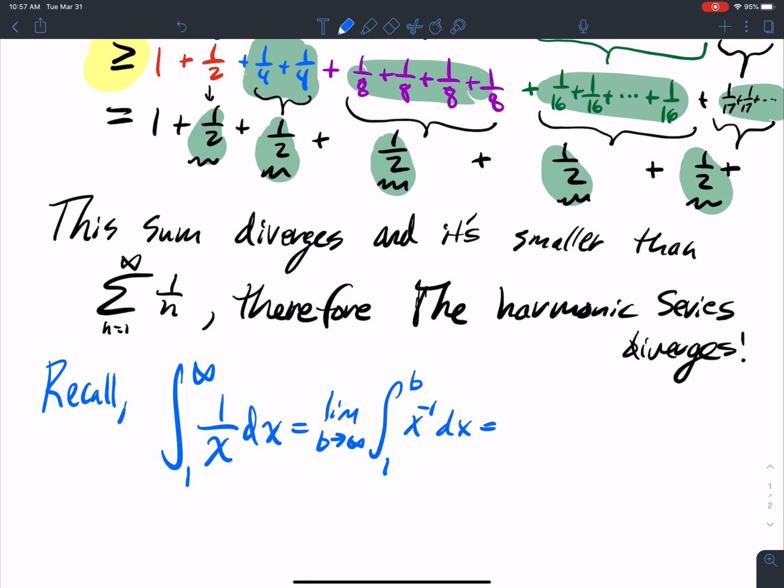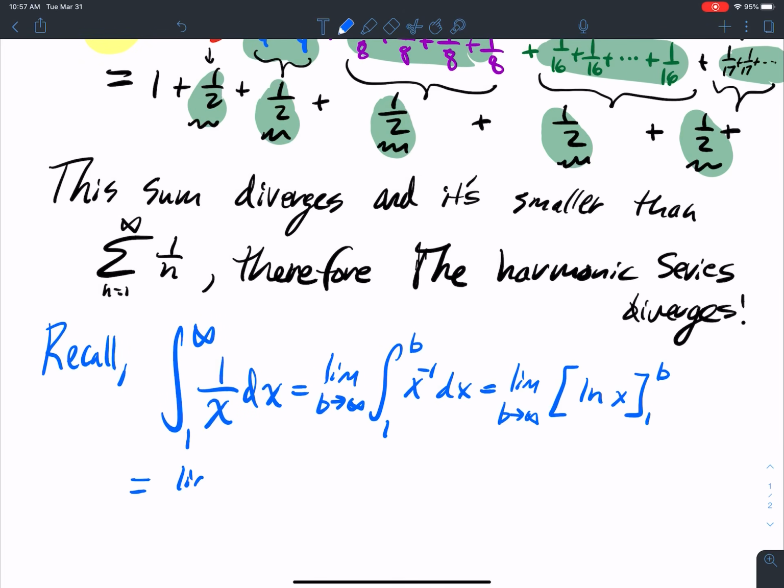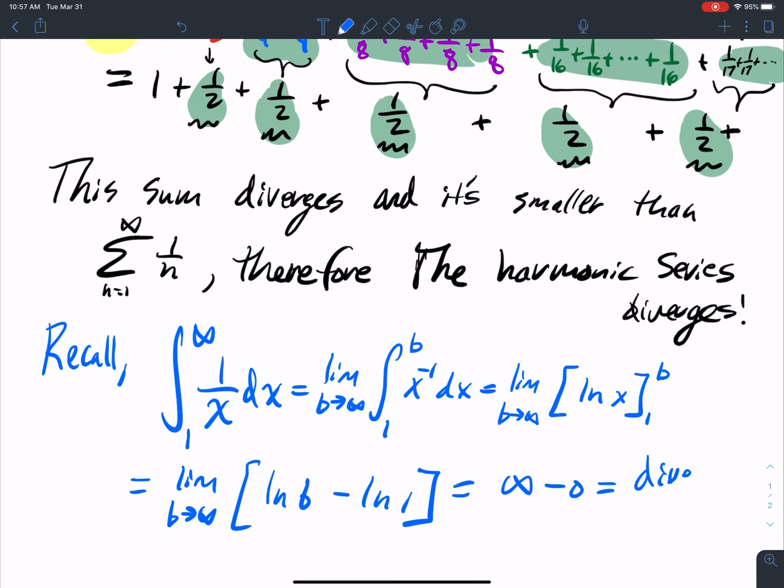It is the limit as b goes to infinity of the natural log of x from 1 to b, which equals the limit as b goes to infinity of ln b minus ln 1, which equals infinity minus 0, which is divergent.